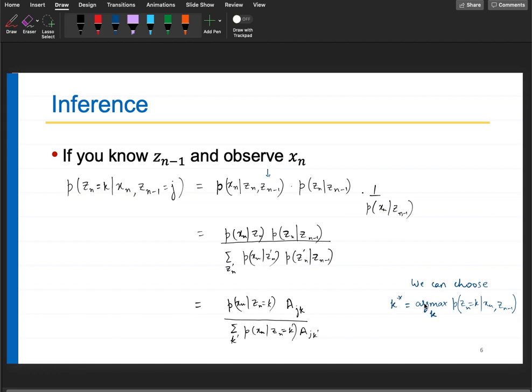If you know Zn minus 1 and you are observing Xn, you're given the model, you're given what was the weather yesterday, what was the season yesterday. And today I am giving you the temperature and I'm asking you what season it is today. What will be your answer? Yes, you can use MLE, but give me a distribution of what is the probability that today is winter or summer or which season it is.